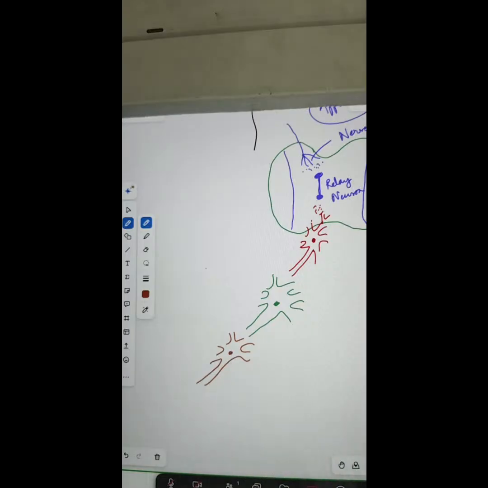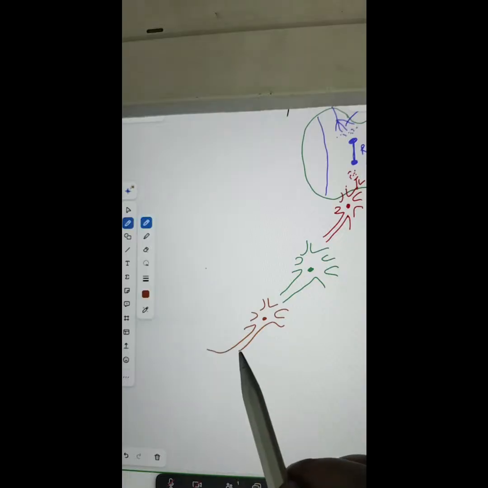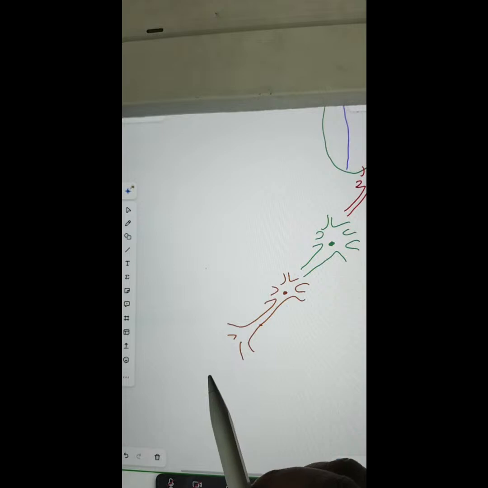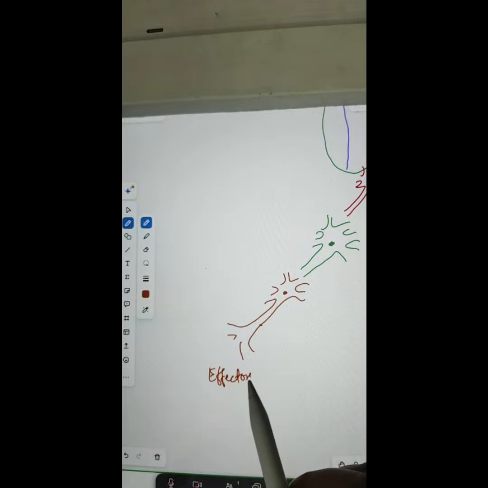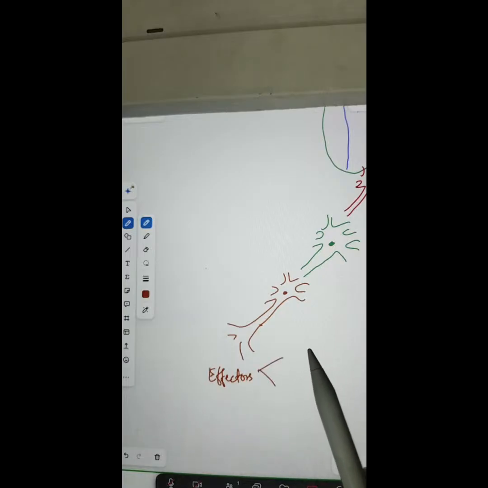Once the information is going from one neuron to another, suppose this one is the last one which has to give the information. Now motor neurons have to give information to the effectors. What are effectors? Effectors are the parts of the body which get affected by taking the information from the motor neuron. Generally, effectors include the muscles. Effectors include the glands, right?